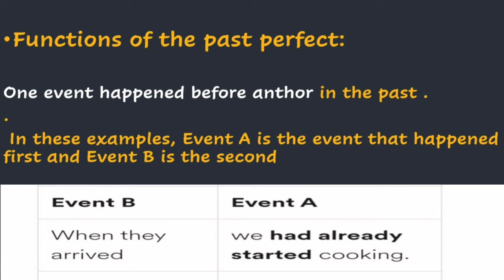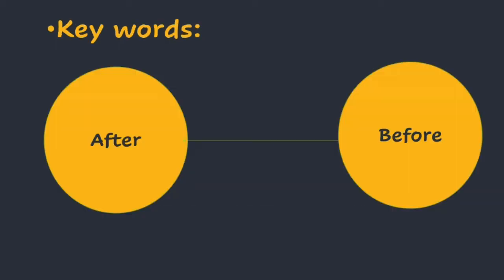Now, let me talk about when we use the past perfect. Functions of the past perfect: one event happened before another in the past. In these examples, event A is the event that happened first, and event B is the second. A: we had already started cooking. B: when they arrived. The first event is A, the second event is B. Keywords in the past perfect are after and before.